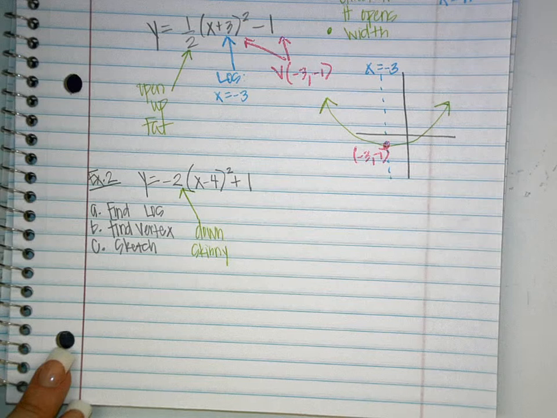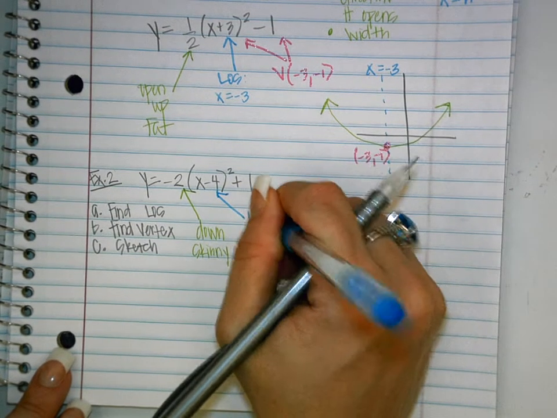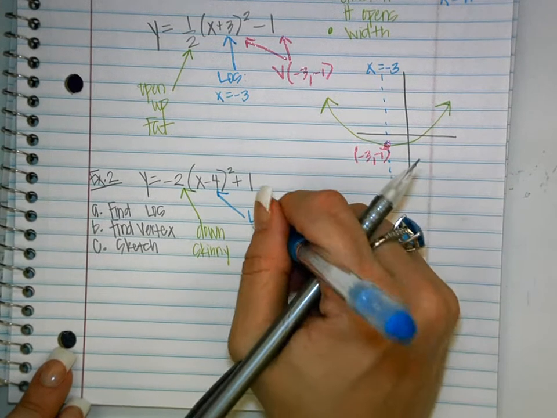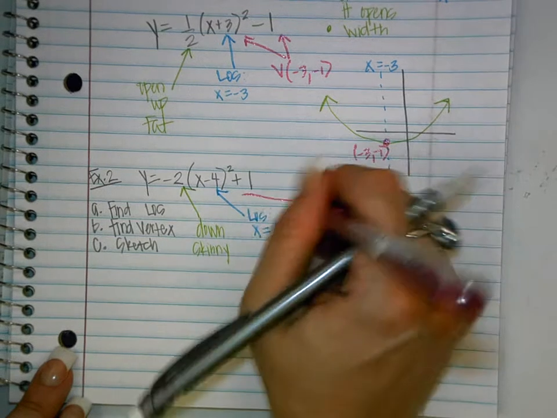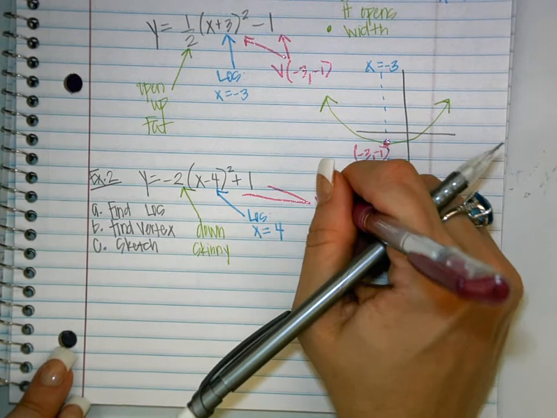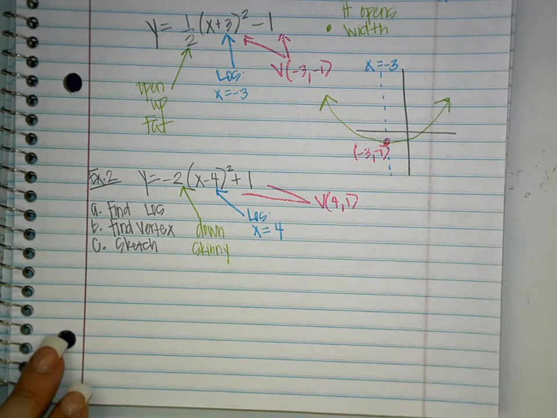Okay, what about the line of symmetry? What do you know about line of symmetry? Line of symmetry is x equals positive 4. You change the sign so it's a positive number. And then finally, vertex is what? 4, 1. Change the sign, keep the sign. So your vertex came from change the sign and keep the sign.